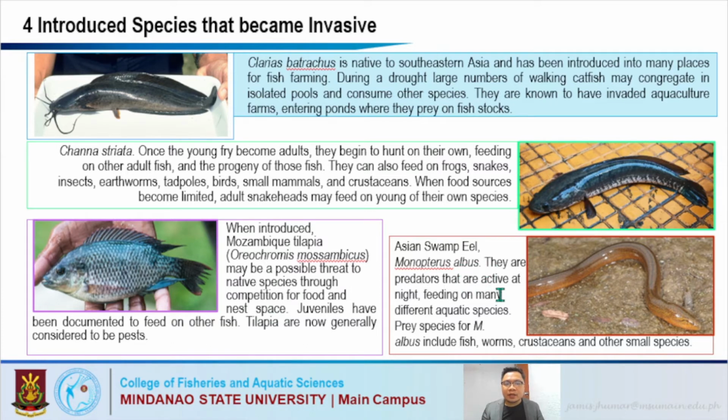They are predators that are active at night, feeding on many different aquatic species. Prey species for Monopterus albus are fish, worms, crustaceans, and other small species. So basically, these are the four introduced species that became invasive in the Philippines.